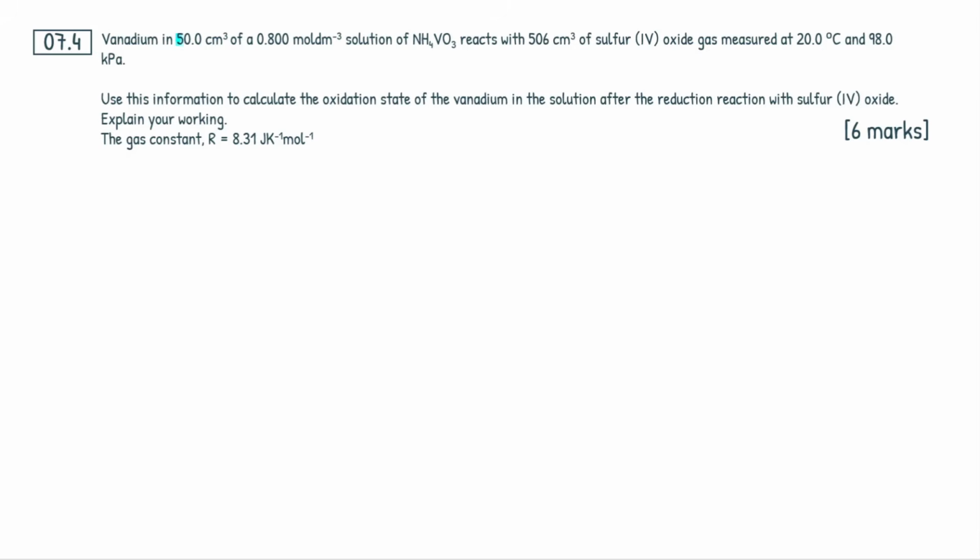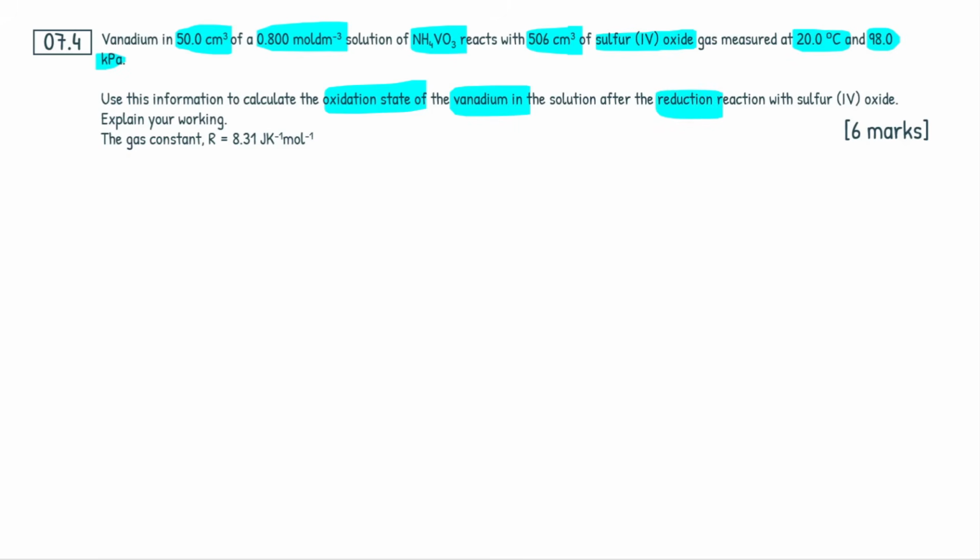So vanadium is 50 centimeters cubed of a 0.8 moles per decimeter cubed solution of this guy right here, NH4VO3. And this reacts with 506 centimeters cubed of sulfur 4 oxide gas measured at 20 degrees Celsius and 98 kilopascals, right? Use this information to calculate the oxidation state of the vanadium in the solution after the reduction reaction with the sulfur 4 oxide. Now, explain your working, and as always, you're given this gas constant R, 8.31.